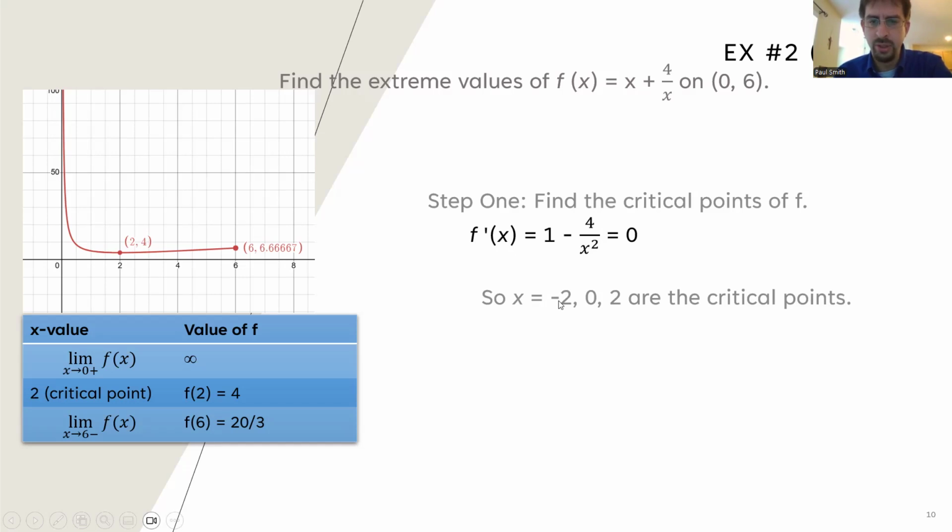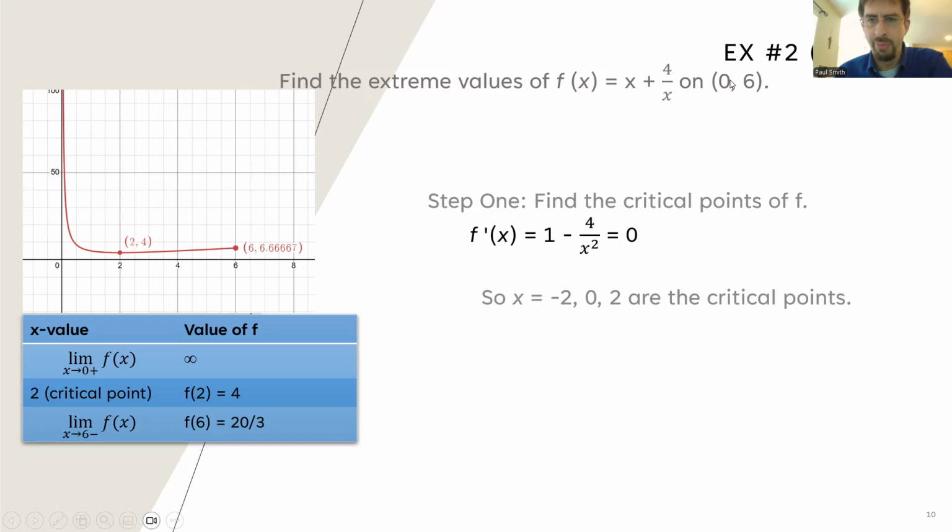So x is equal to 2 and -2 are both critical points because they're going to be values that make this derivative equal to 0. But then also x is equal to 0 is a critical point because it's going to cause our denominator to be equal to 0. So remember that from before. Critical points are not only points where the derivative is 0, but also undefined.